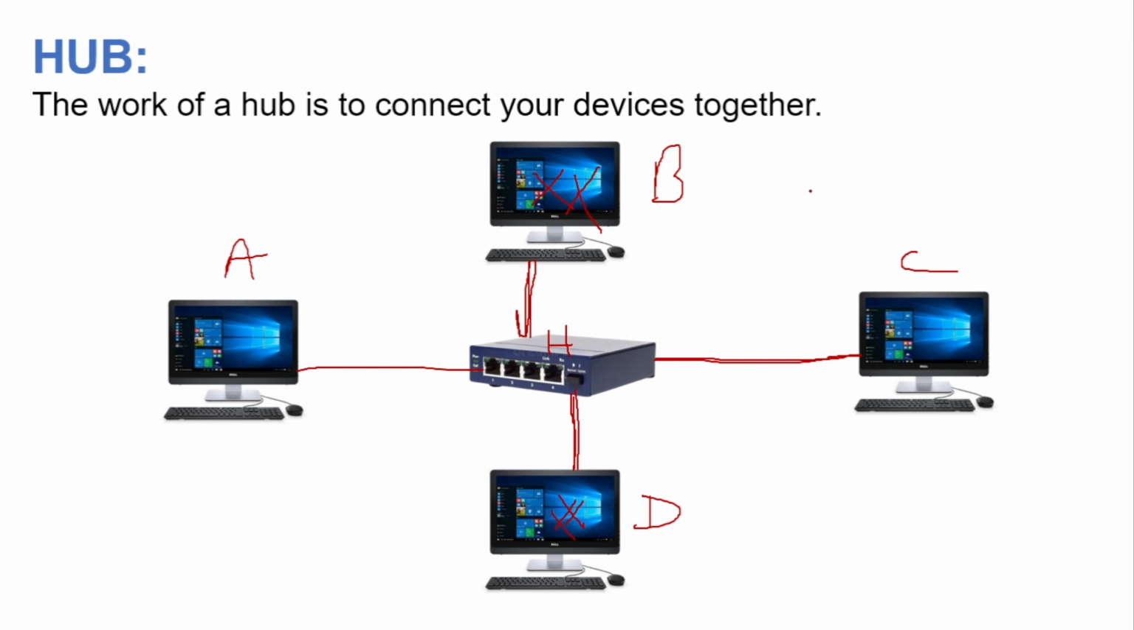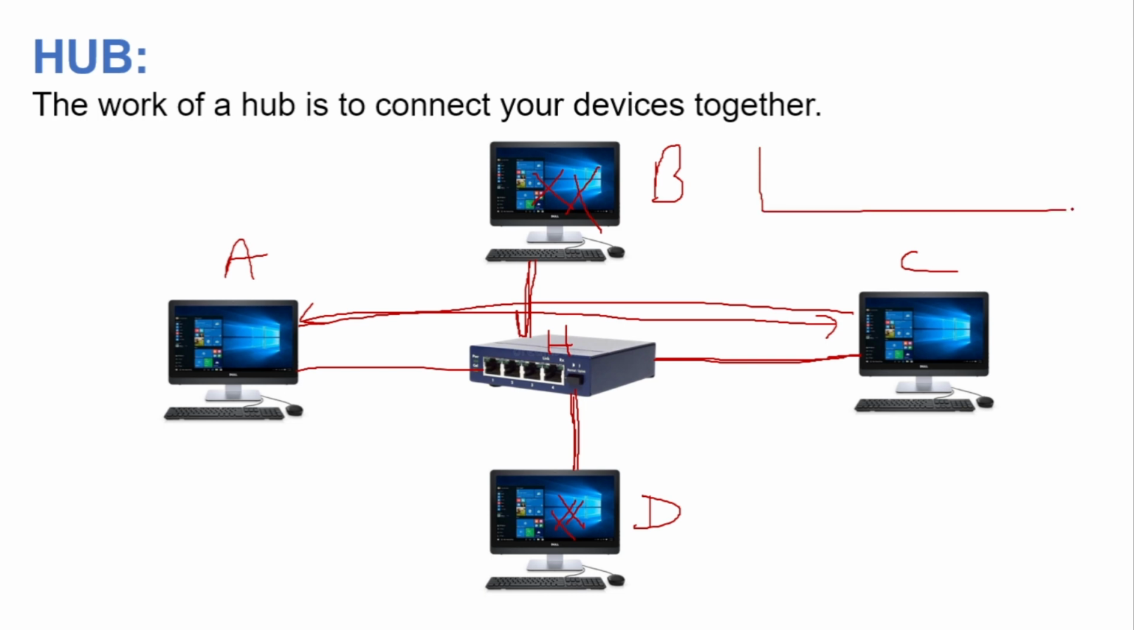Half duplex means A can send a message to C, but C can't send a message to A simultaneously. It means A has to finish sending its own message before C can send its own. So now let me use a live scenario for this.